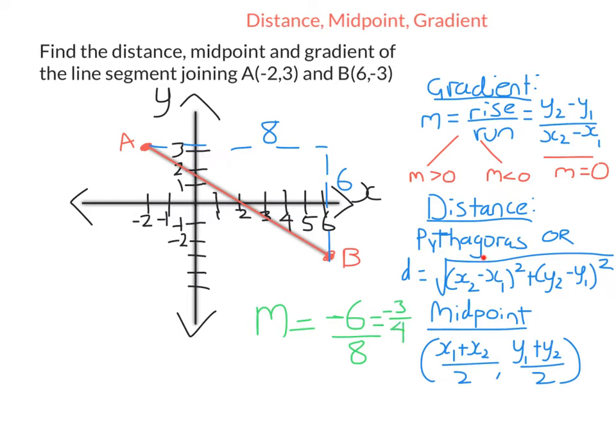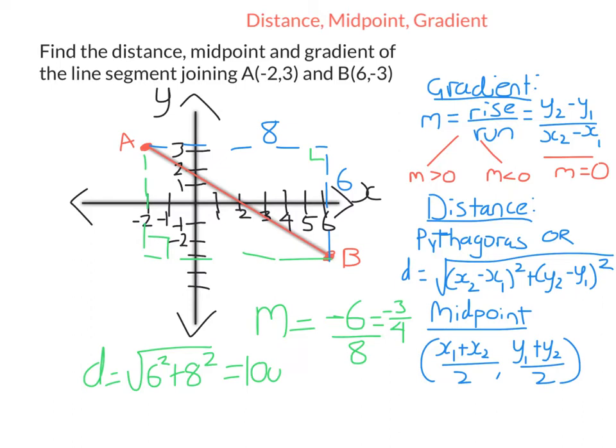So let's find the distance of this line segment. Well, to do that, I can just use Pythagoras. I can just make this into a right-angled triangle, one here, one here. The shorter sides are 6 and 8. So the distance is just going to be the square root of 6 squared plus 8 squared. I'm adding because I'm finding the hypotenuse of this right-angled triangle. So the square root of 6 squared plus 8 squared is just 10, and I write u for units. That is the distance of this line segment.